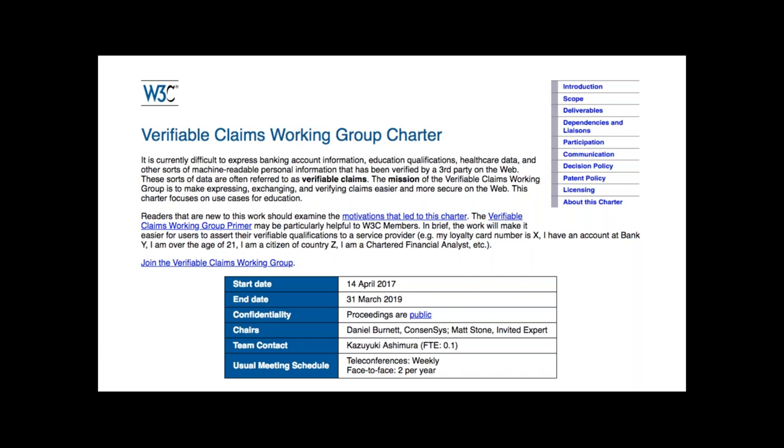So a working group is meant to standardize globally a particular technology. You have 24 months to do it. You have to demonstrate true interoperability, which means at least two different companies with two totally different implementations, two totally different software teams, passing the test suite and interoping. This is an example of the verifiable claims working group charter, but we have one proposed, that's going to be proposed for decentralized identifiers very soon.